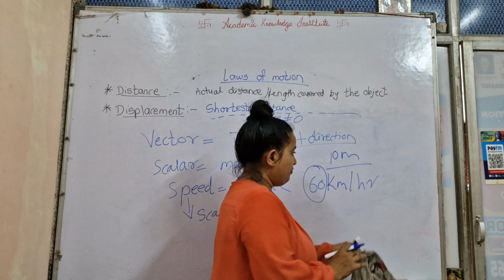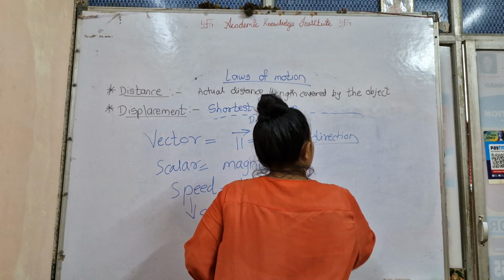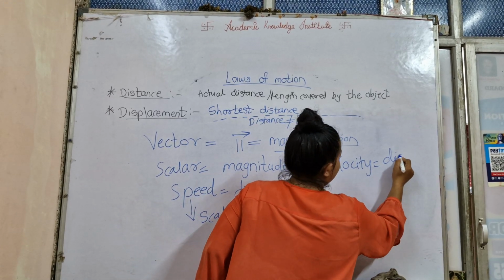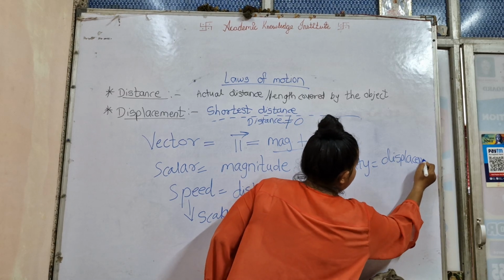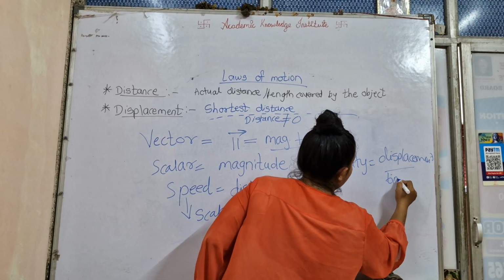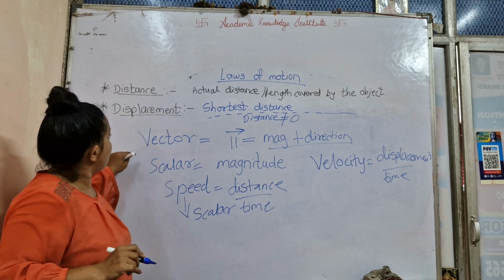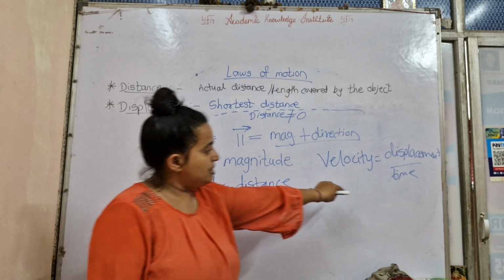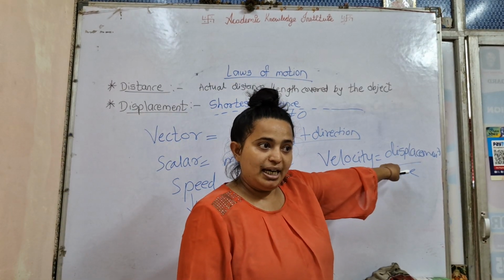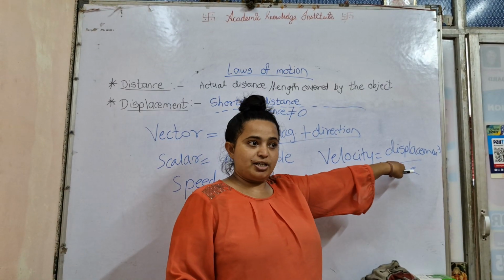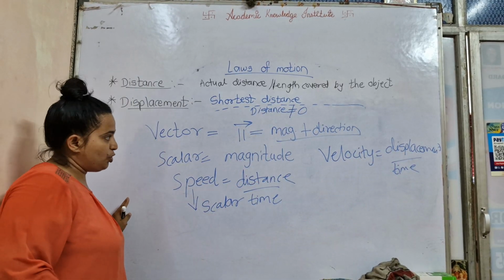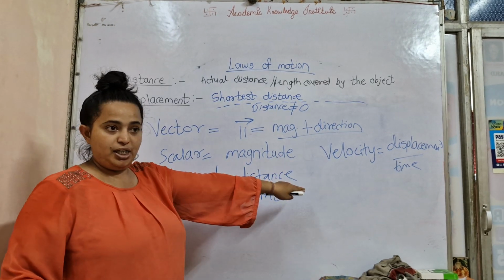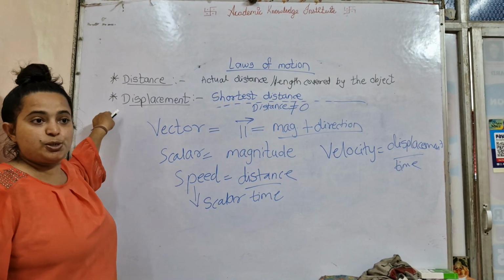But when we talk about velocity, velocity is displacement upon time. That means if displacement is a vector quantity, where direction and magnitude both matter, then velocity is also a vector quantity, because here it is the shortest. So I think you understood this difference. What is speed and what is velocity? Understood the difference between distance and displacement?